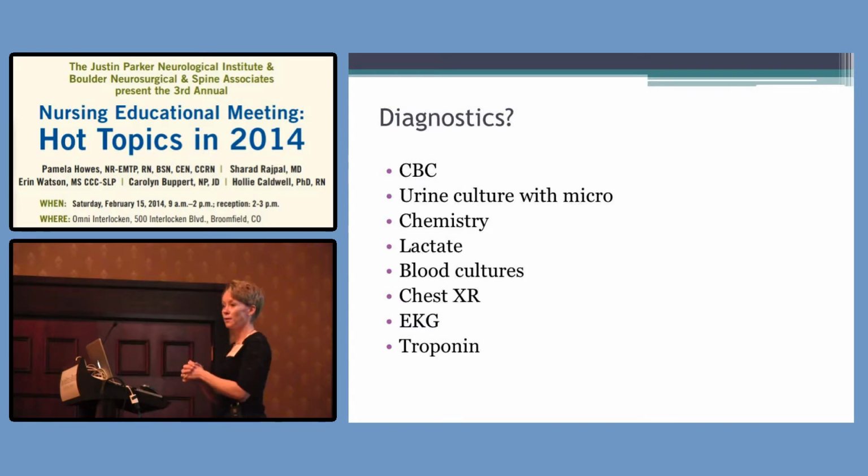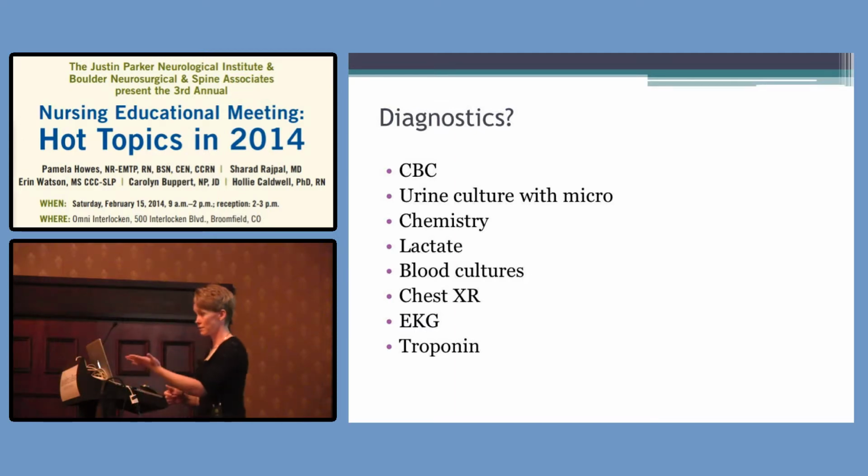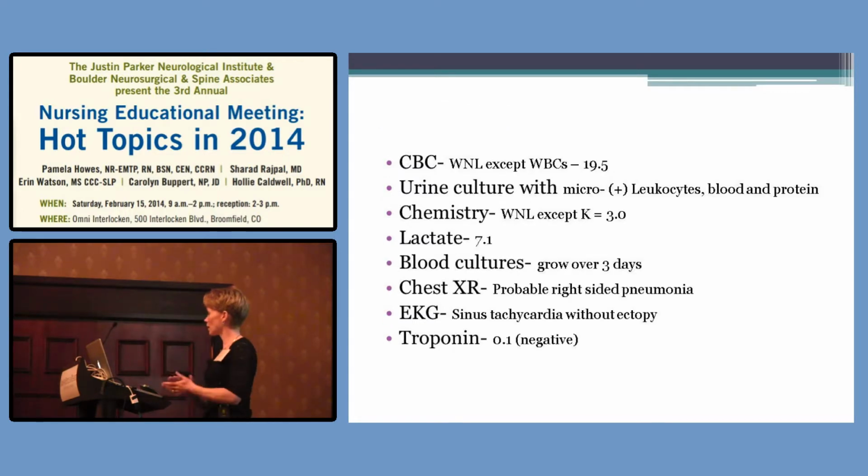Okay. EKG, anybody? Pam said she's old and has belly pain. We should get an EKG. Absolutely. Okay. And she's tachycardic. Absolutely. Troponin? Sure. Why not, right? Okay. So you guys, here's your CBC. It's within normal limits except her white blood cell count is 19.5. Ding, ding, ding. Big red truck, right? That she's got an infection somewhere.